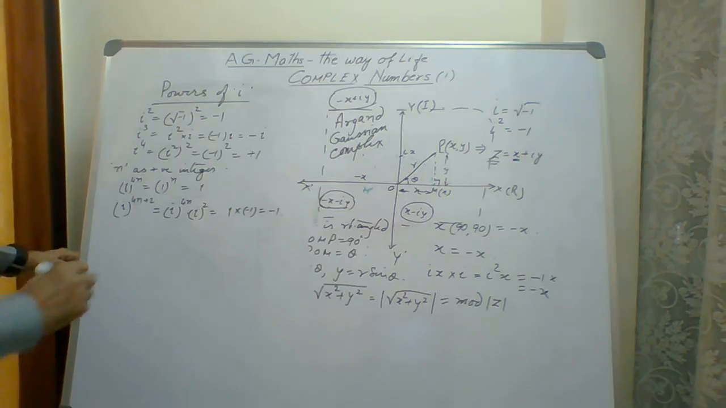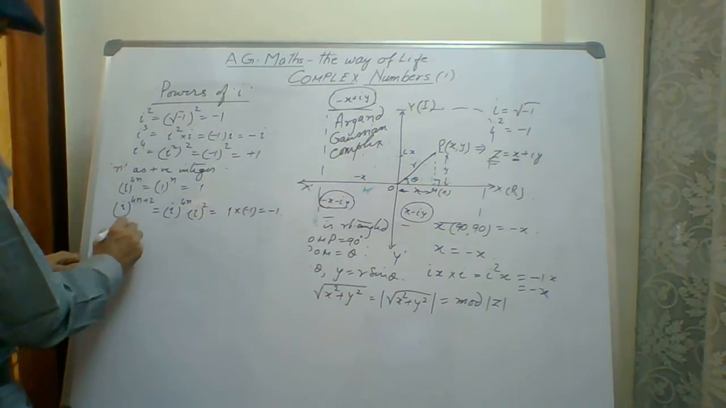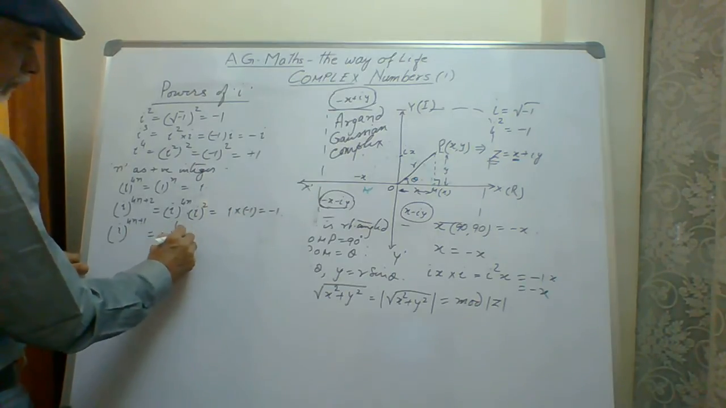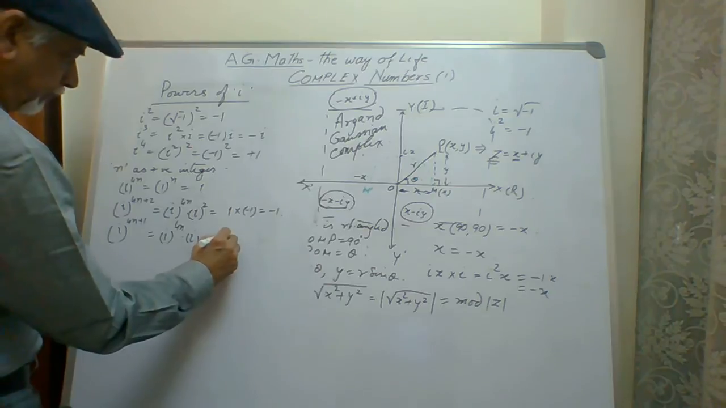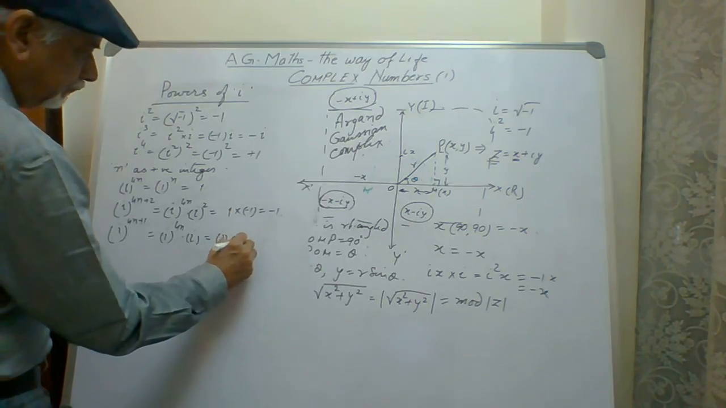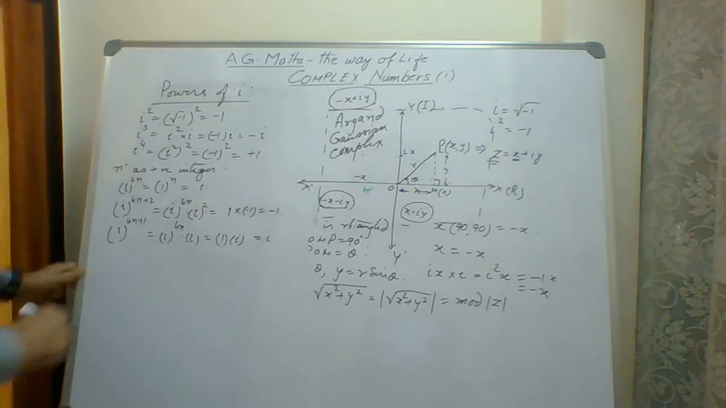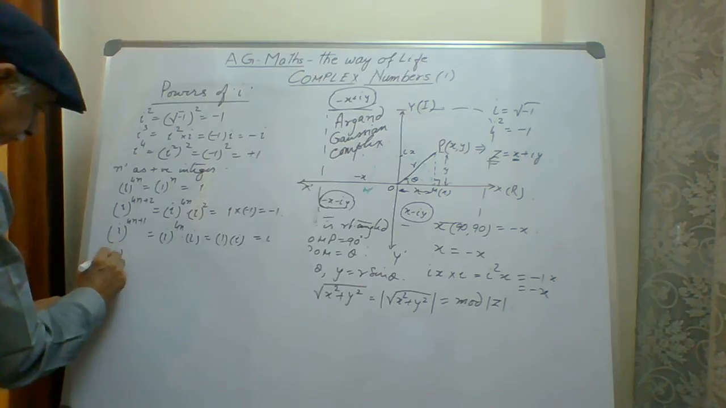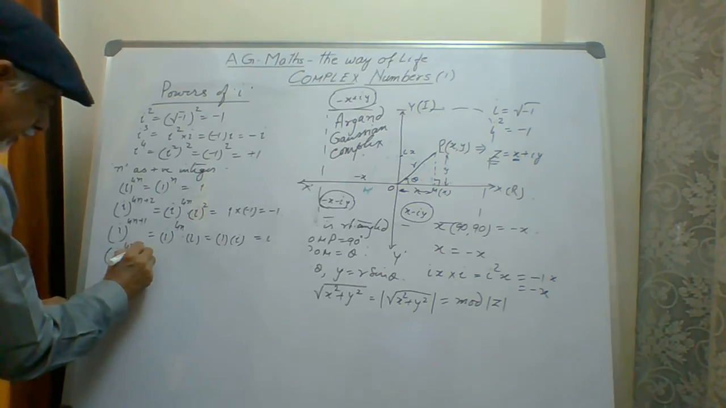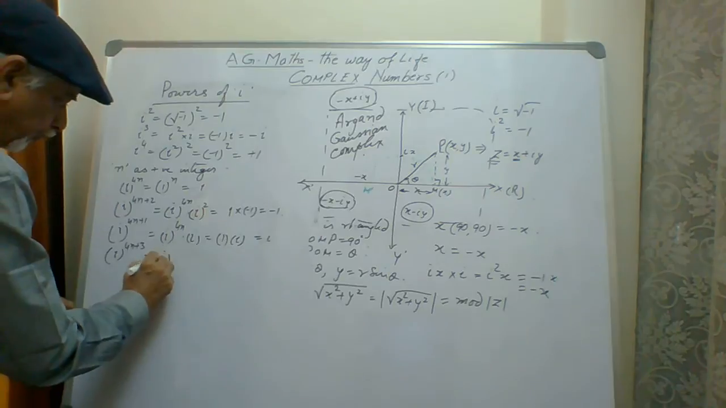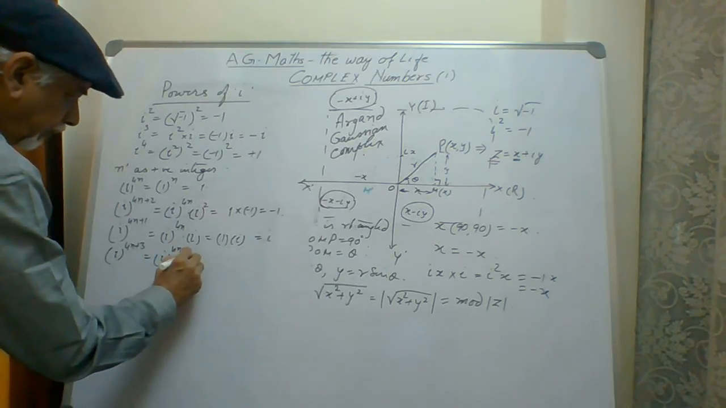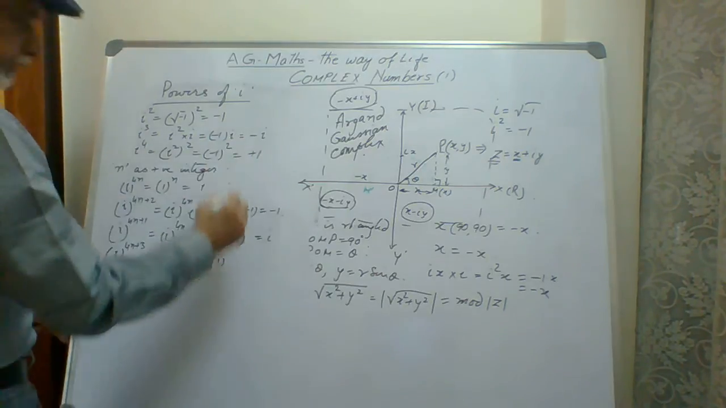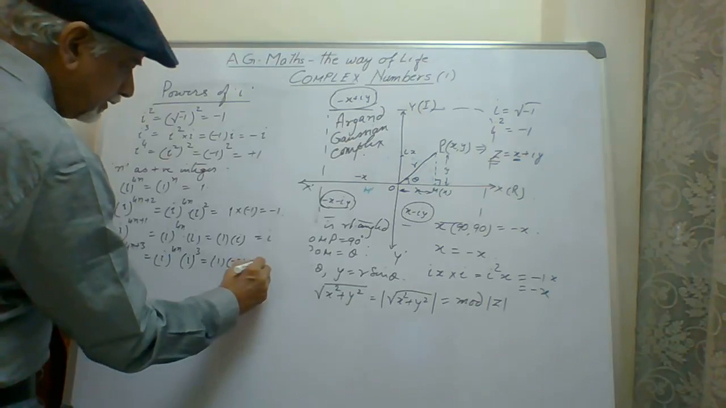When I write i power 4n plus 1, it can be written as i power 4n multiplied with i, so it is 1 into i, so the answer is only i. Now coming to i power 4n plus 3, the value will be i power 4n into i cube. Power 4n is 1 and i cube we have found as minus i. So the answer is minus i.